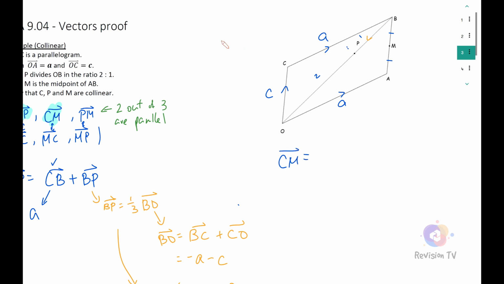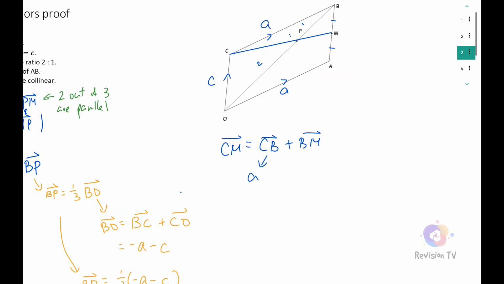Well, first of all, I'll probably just connect a line there, CM. Right, so how do I get from CM? To go from C to M, I can do C to B, B to M. So C to B plus B to M. CB is A, we know that. Do we know anything about BM? Well, what we know is BM is a half of BA.